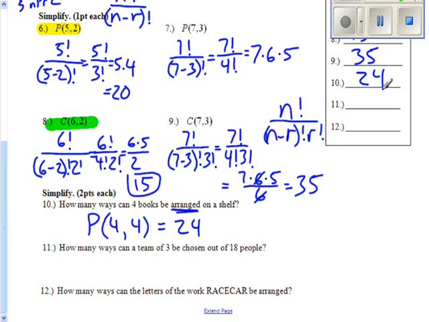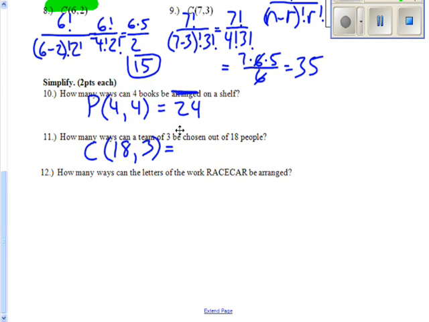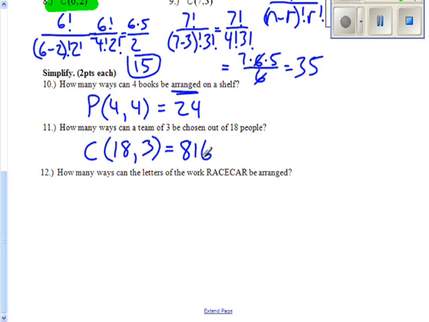Okay, for the next one, it says how many ways can a team of 3 be chosen out of 18 people? And for this one, we're still looking at whether or not order matters. If we're just choosing a team, it doesn't matter what order we choose that team in. It's still the same team no matter what order we pick those 3 people in. So order doesn't matter. We're going to use a combination. And again, we want the total number, which is 18, and then how many we're choosing, which is the 3. And now we can just plug this in. And when you do that, it looks like we get 816.